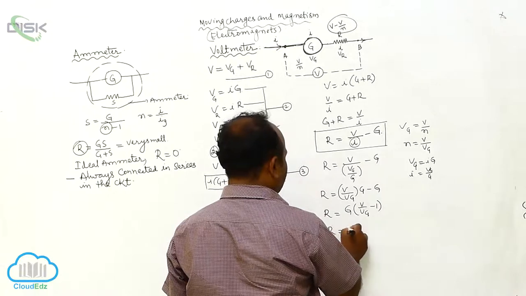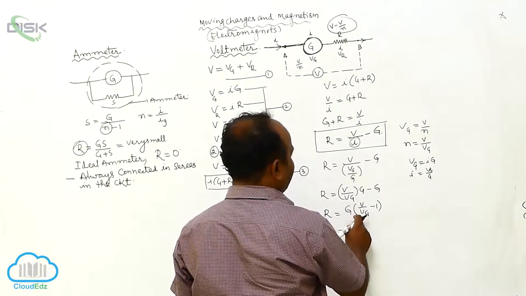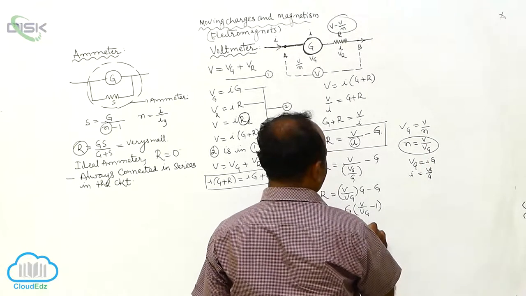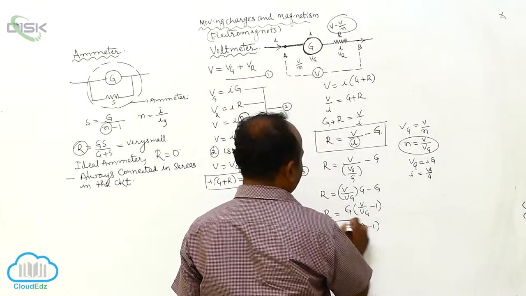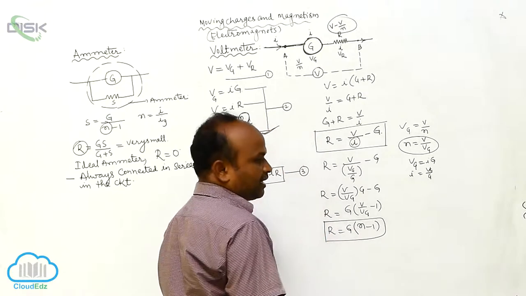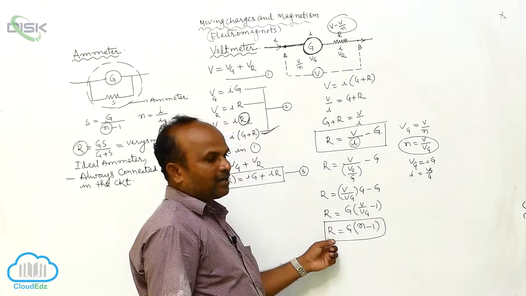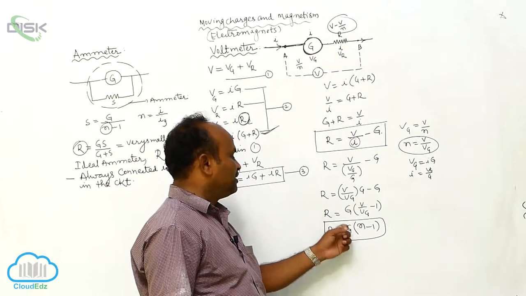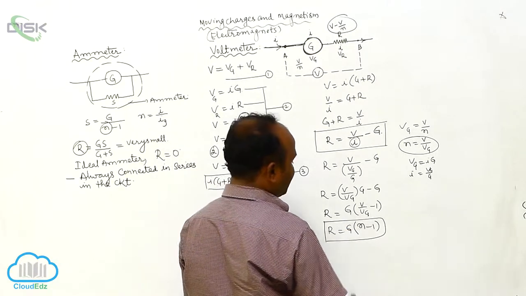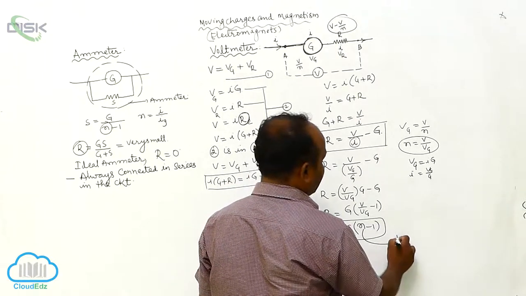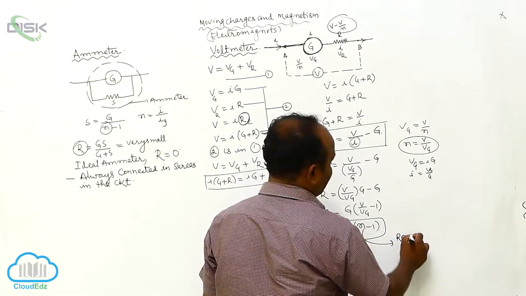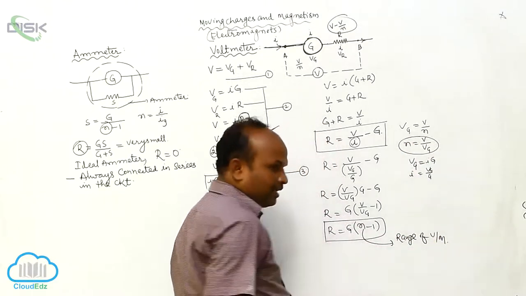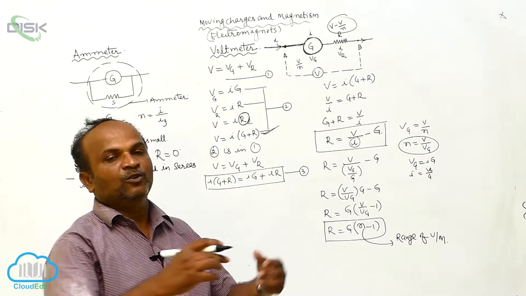Therefore, R is equal to G into V by Vg minus 1. V by Vg is equal to N. Therefore, R is equal to G into N minus 1. This is the value of the resistance to be connected across the galvanometer to form the voltmeter. What is N? N is equal to the range of the voltmeter.